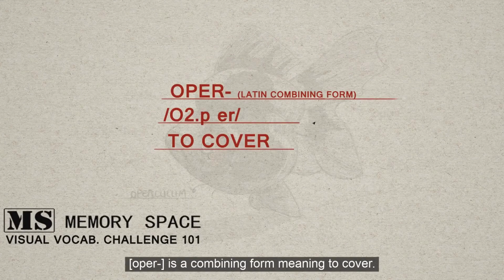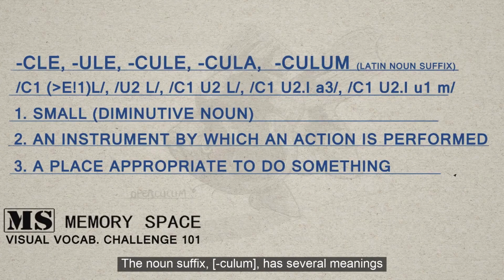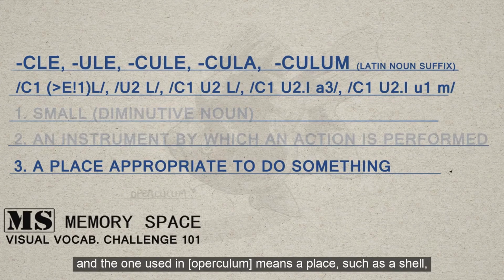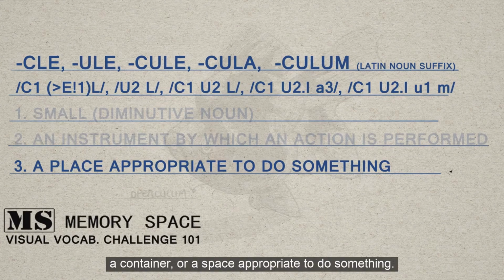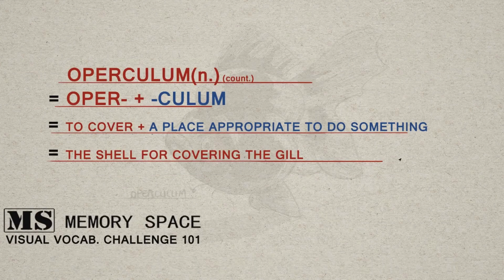Oper is a combining form meaning to cover. The noun suffix culum has several meanings, and the one used in operculum means a place such as a shell, a container, or space appropriate to do something. So operculum means a shell for covering the gill, the respiratory organ.